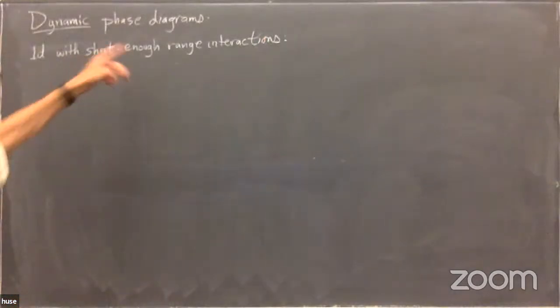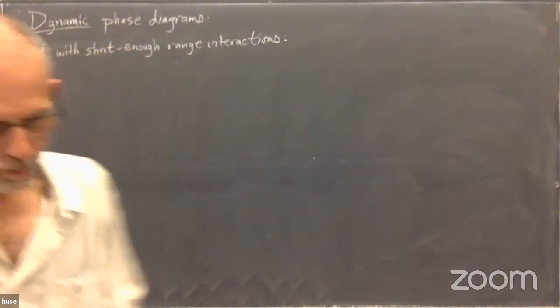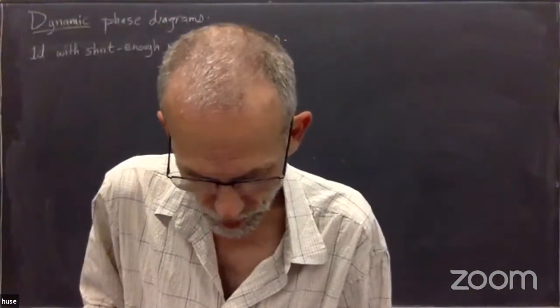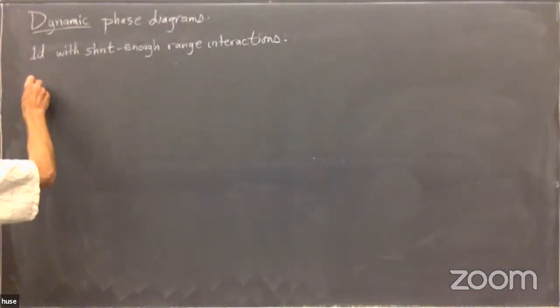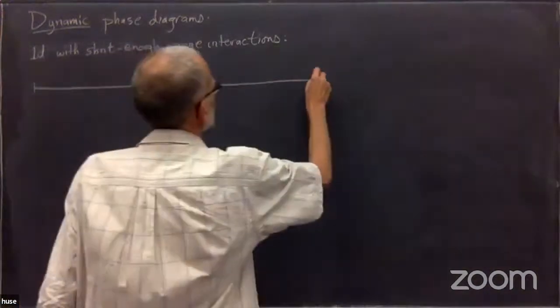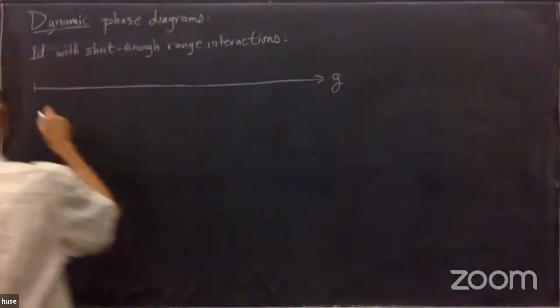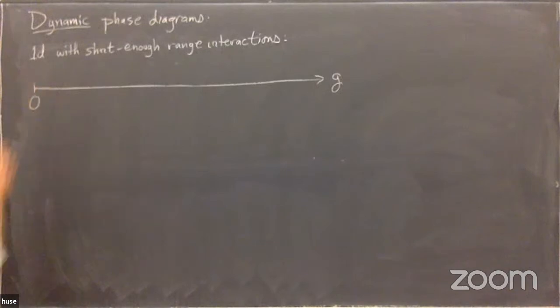And hopefully later I'll explain why we have to put those provisos on. And we're just going to have a one parameter phase diagram where we're just turning up the interactions, G. So this is 0. So here's the trivial case.